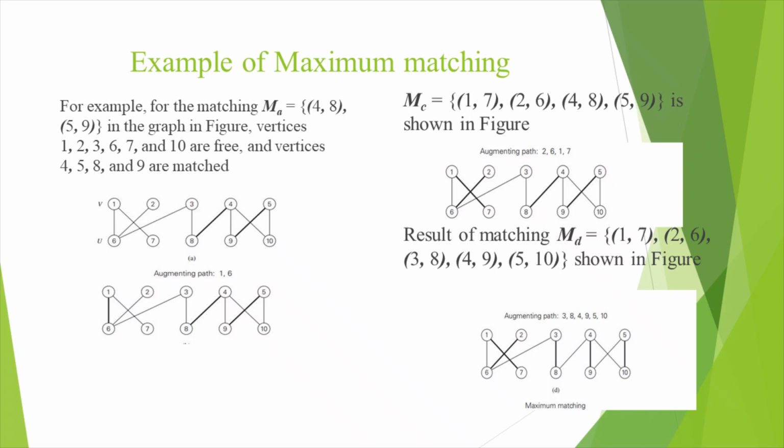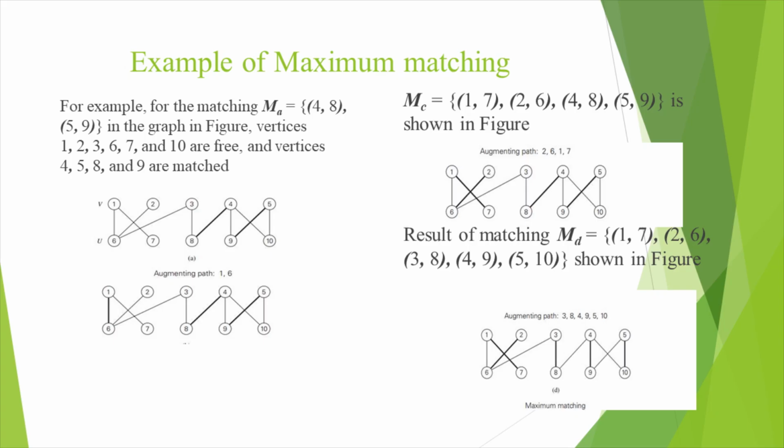In figure B, it shows the augmenting path from 2 to 6, 6 to 1, 1 to 7. Here we find an alternating path that begins at 2, which is unmatched, and ends at 7, that is also unmatched, with intermediate matched or unmatched edges. So here we can see that 2 to 6 is unmatched.